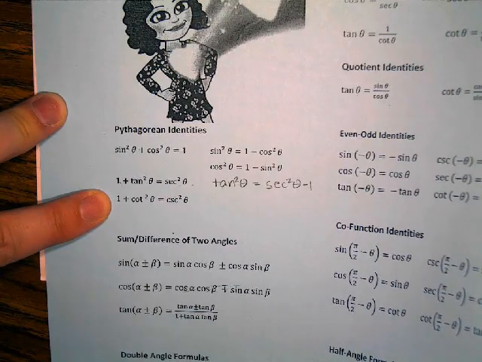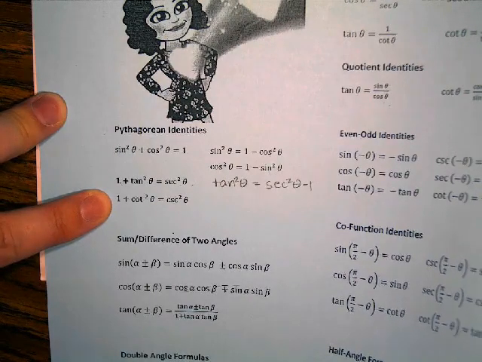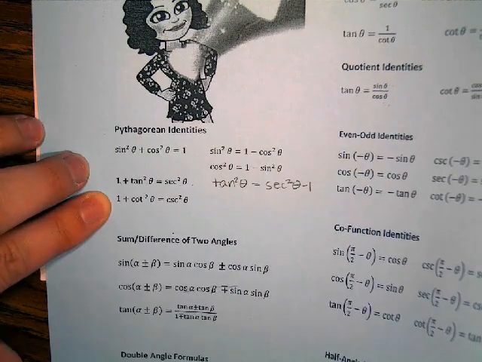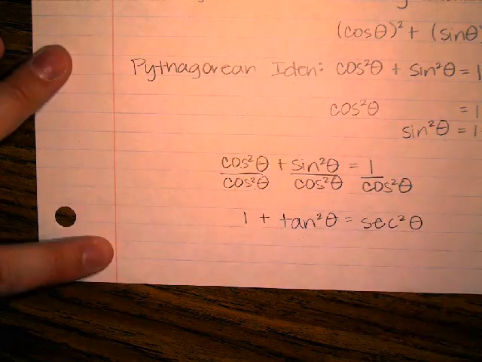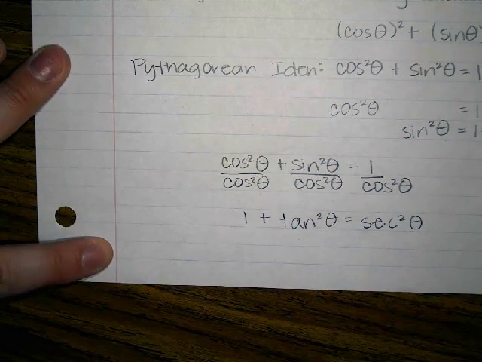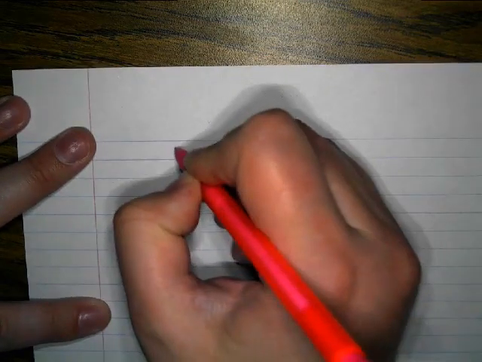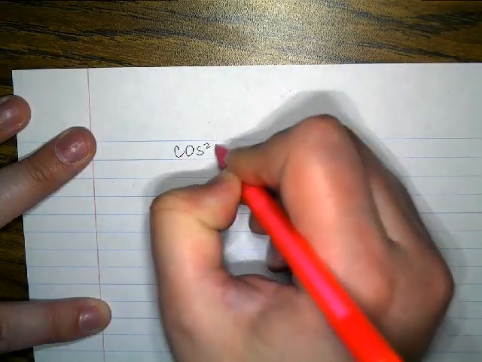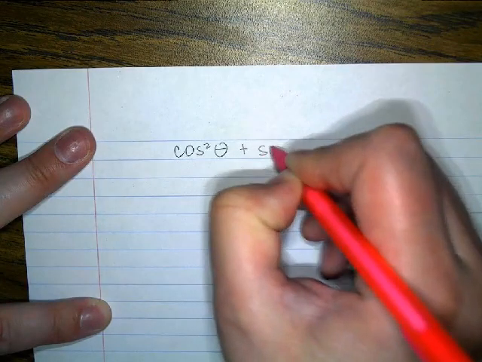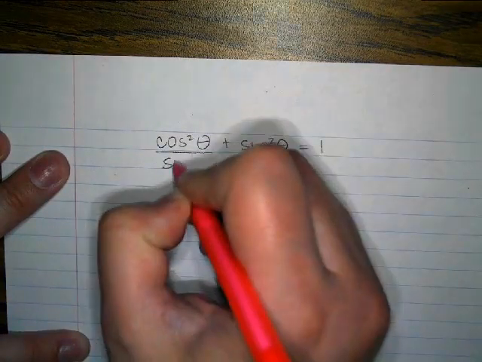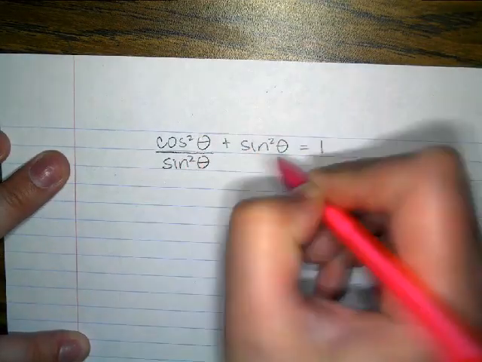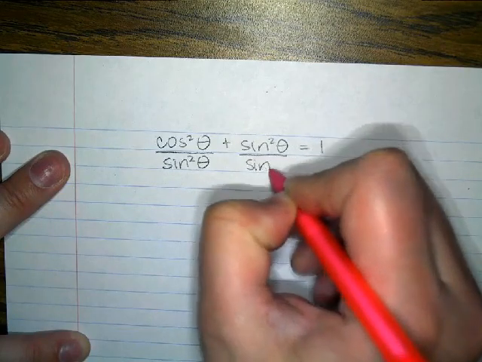Yeah, take the original Pythagorean identity and divide by sine squared instead of dividing by cos squared. Okay, so we're going to go back to the original. So we're going to say cos squared theta plus sine squared theta equals 1. And we're going to divide by sine squared.